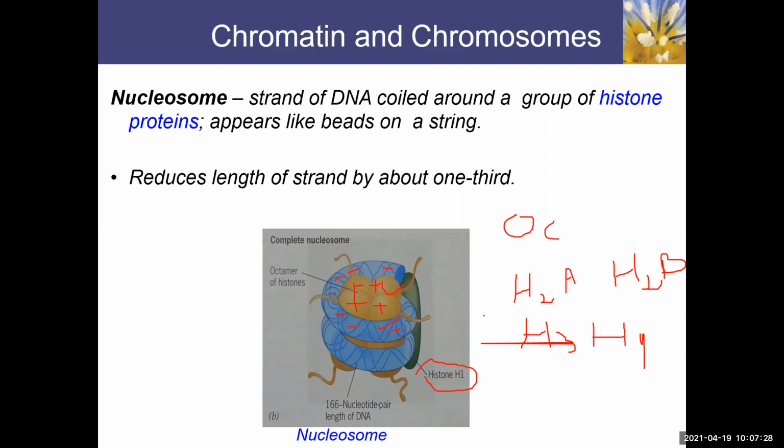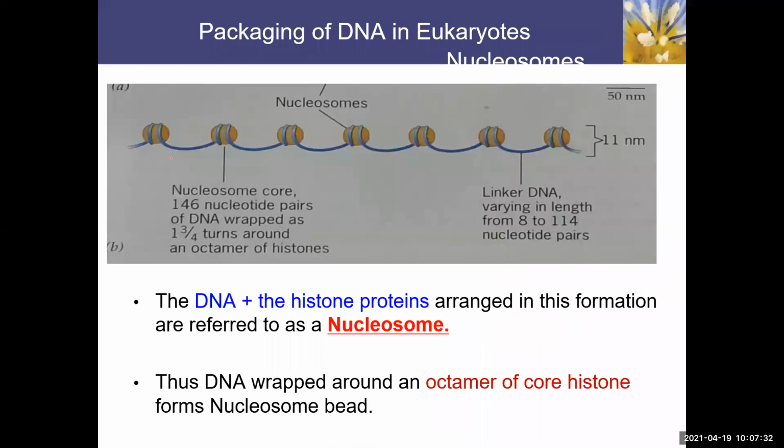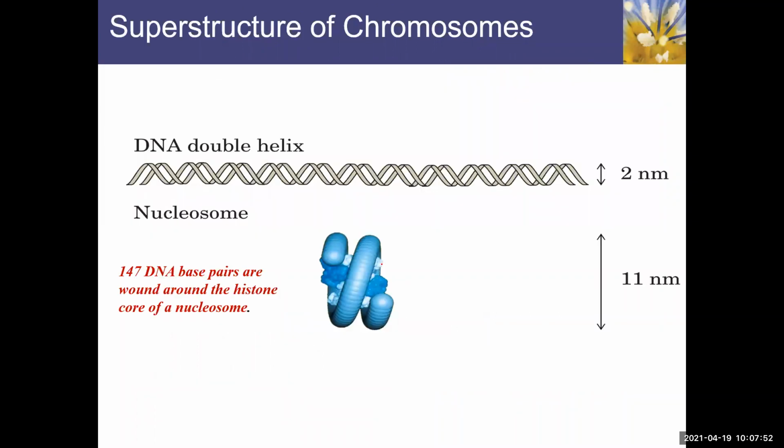Is it clear? So this is one nucleosome bead. If you have many nucleosome beads together, look at this, many nucleosome beads together, overall this will be called a chromatin. All the nucleosomes stacked together form a structure called the chromatin. Is it clear to everyone? Very important point to note down here.